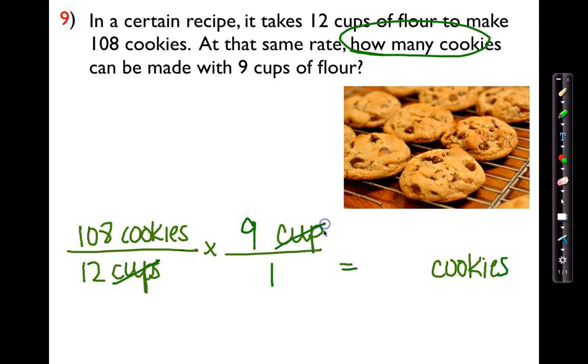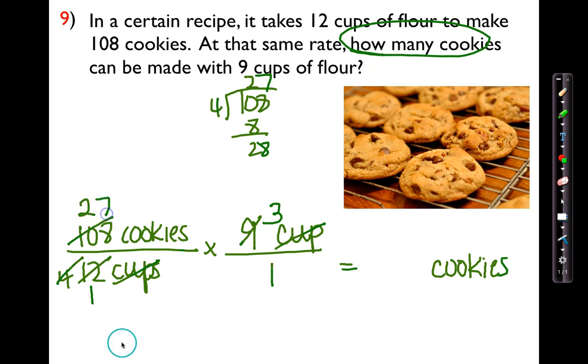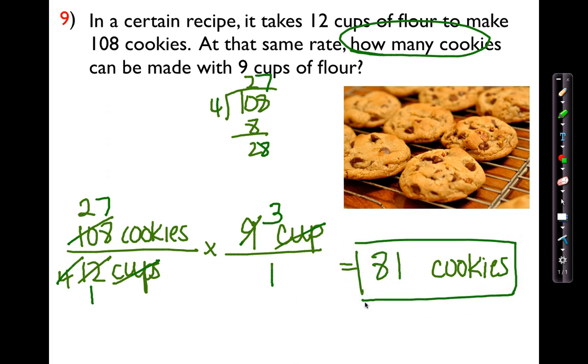So here you're going to notice that the cups are going to eliminate. Perfect. I can see between 12 and 9, they do have a 3 in common, so I'm going to divide by 3. And between 108 over 4, I can see that both of them can be divided by 4. I learned that from the previous one. So this is going to become a 1, and let's see, 108 divided by 4. It's going to go in 2 times, it's going to go in 7 times, so this is 27. So last but not least, I'm going to do 27 cookies times 3, which is going to give us 81 cookies. And that is your answer.